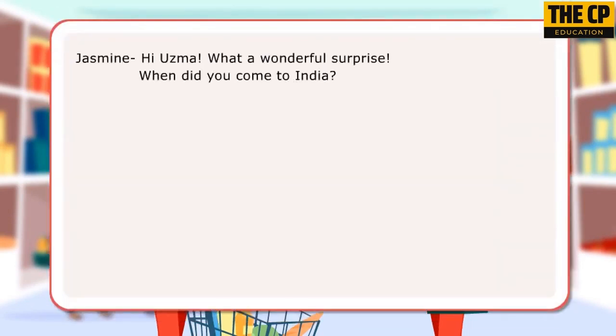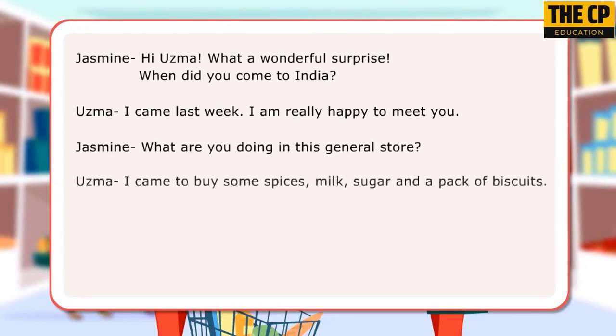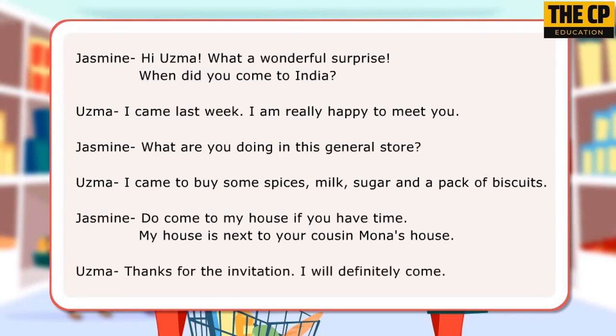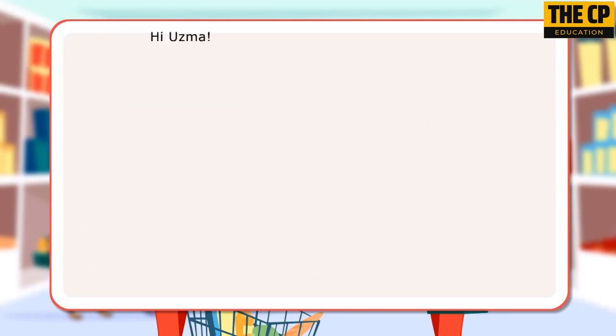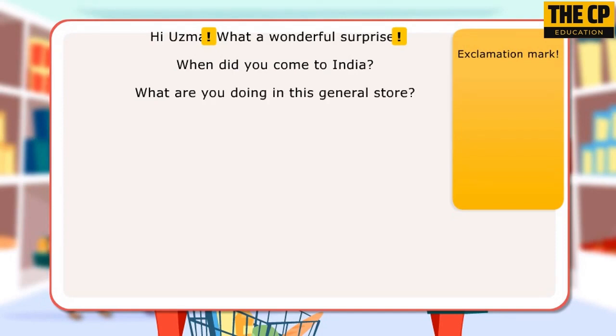In the dialogues of the girls, there is proper pause and expression, and thus clarity in meaning due to various punctuation marks. Here are some examples of various punctuation marks used. Hi Uzma, what a wonderful surprise! Exclamation mark. When did you come to India? What are you doing in this general store? Question mark.